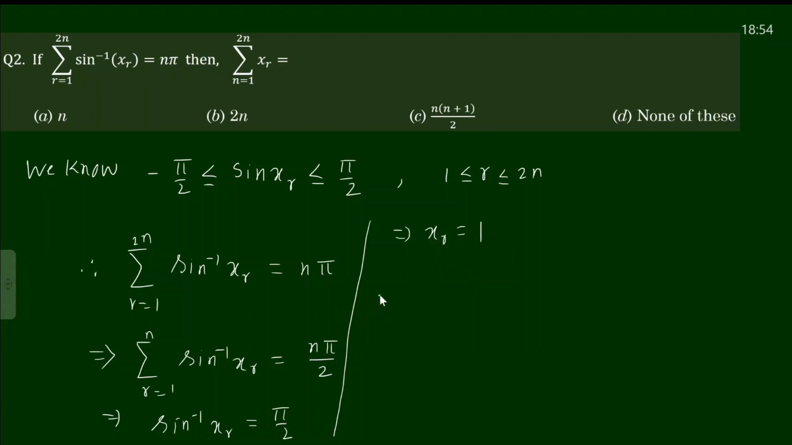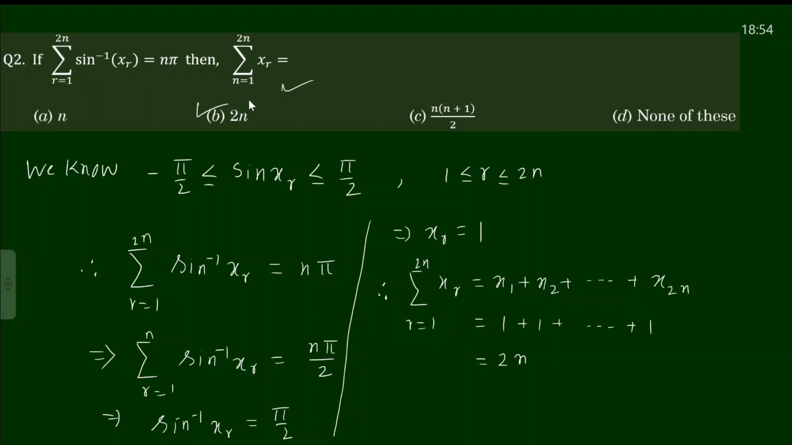Therefore, we need the sum of this one, that is the summation of r from 1 up to 2n of xr, which is x1 plus x2 plus so on up to x2n. All of the terms are equal to 1, that is 1 plus 1 plus so on up to 1, and there are 2n terms, so the value is simply 2n. So option B is the correct answer.